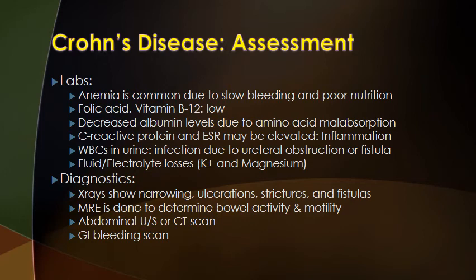The diagnostics for this would be your x-rays looking for narrowing of the bowel areas, ulcerations, strictures, fistulas. The MRE is done as well to determine bowel activity and motility. Abdominal ultrasound or CT scan will be done. And then they may do a GI bleeding scan if there's evidence of bleeding.